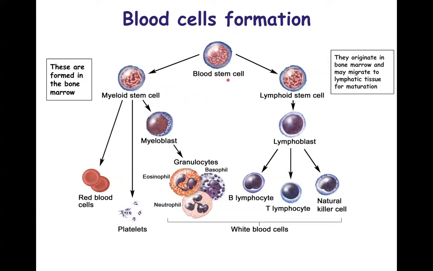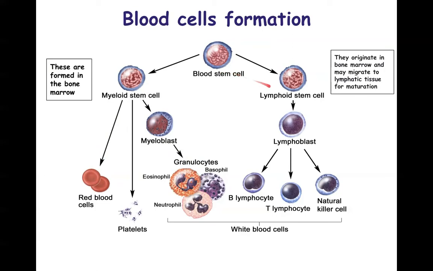Now, these stem cells form the myeloid stem cells. These are formed in the bone marrow, and they will divide and change further after differentiation into the red blood cells and the platelets, and a category of white blood cells called granulocytes. Granulocytes means their cytoplasm is granular. It has a grainy texture. So these are formed in the bone marrow.